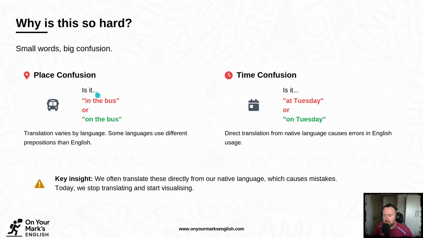So, in your own language, whether it's Chinese, Korean, Spanish, whatever, maybe it's okay to say "in the bus." And maybe it's okay to say "at Tuesday." But in English, we must say "on the bus" and we must say "on Tuesday." Translation varies by language. Some languages use different prepositions than English, and that's okay. But direct translation from native languages can cause errors in English usage.